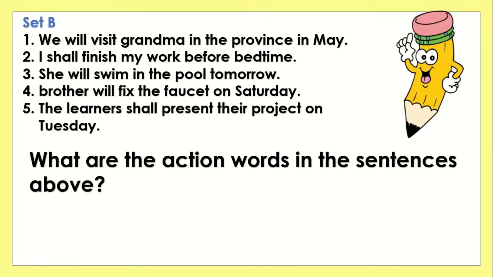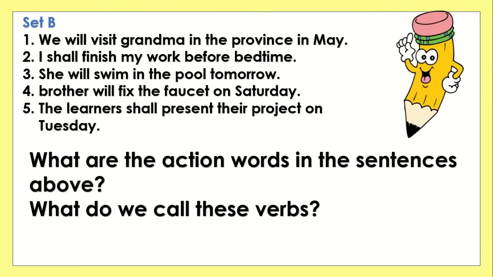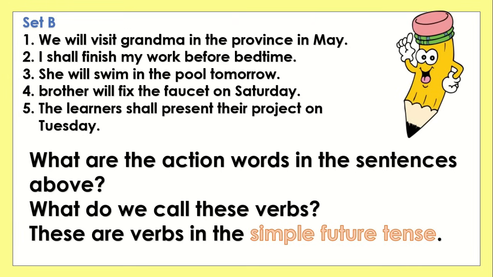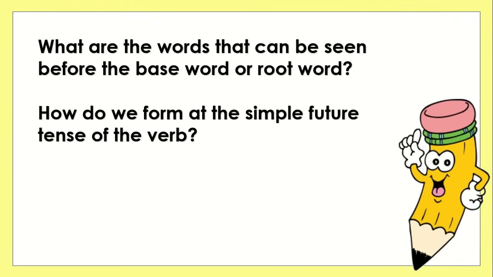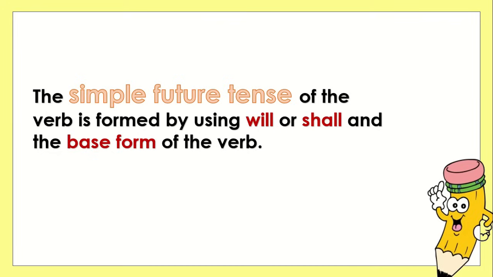What are the action words in the sentences above? What do we call these verbs? These are verbs in the simple future tense. What are the words that can be seen before the base word or root word? How do we form the simple future tense of the verb? The simple future tense of the verb is formed by using will or shall and the base form of the verb.